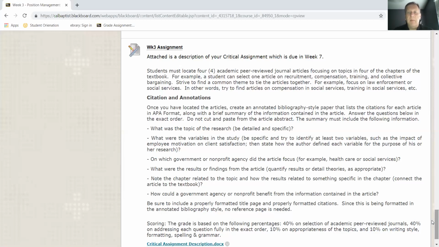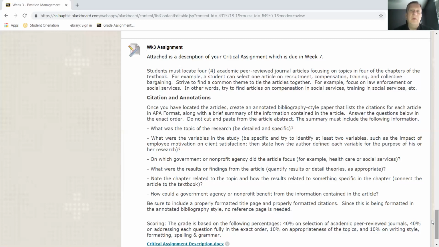Which government or nonprofit agency does the article focus on? What were the results or the findings of the article? And again, be as detailed as you possibly can. Connect the article to information from the textbook and information that we have covered in the class. So I really want to see you incorporate some of the core concepts we've covered up to this point in time with the article. And again, each one of those articles will focus on a different topic that we have looked at in the class.